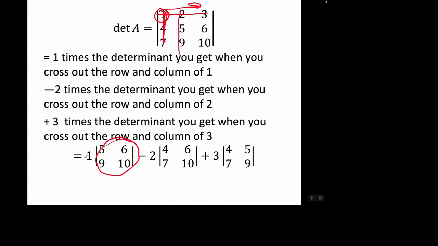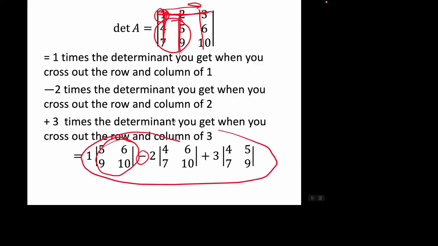And then minus 2 times the determinant you get when you cross out the row and column of 2. That's going to be 4, 6, 7, 10. Now you may be wondering, gosh, why does he have the minus sign there? I'll explain that in a moment. Plus 3 times the determinant you get when you cross out the row and column of 3. And that's going to be 4, 5, 7, 9. So that's the value of the 3 by 3 determinant.